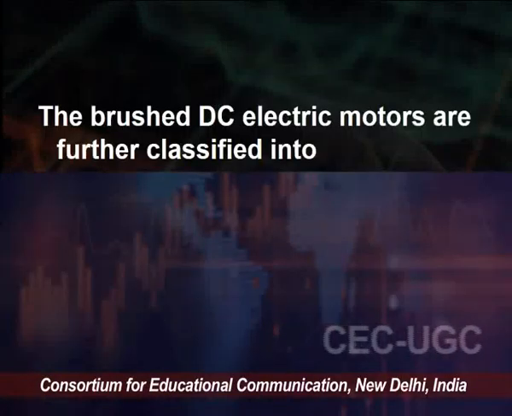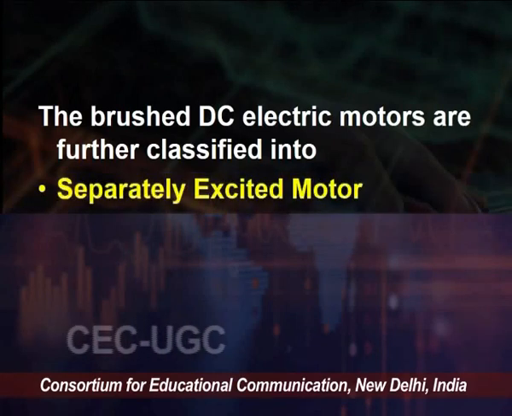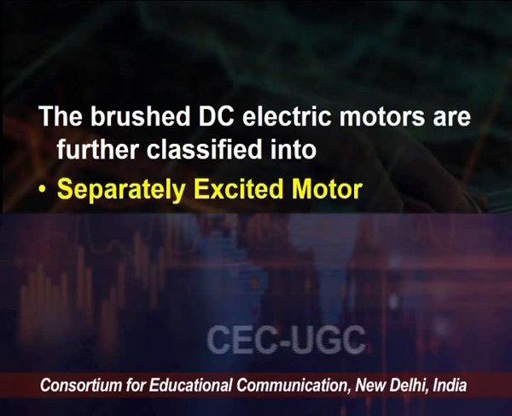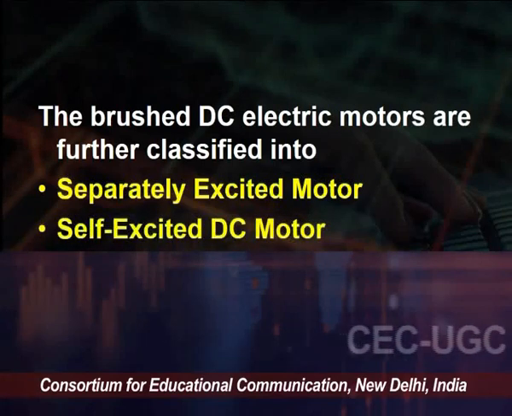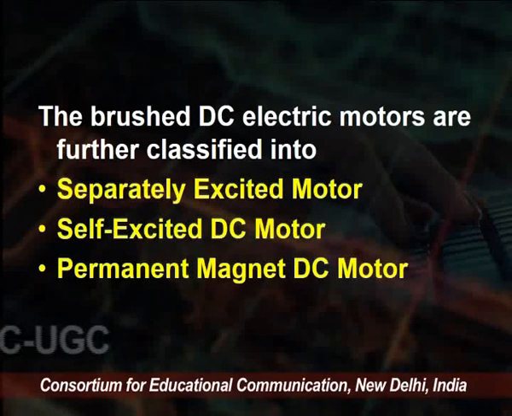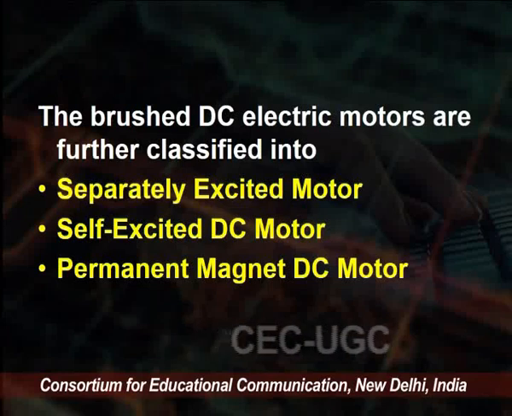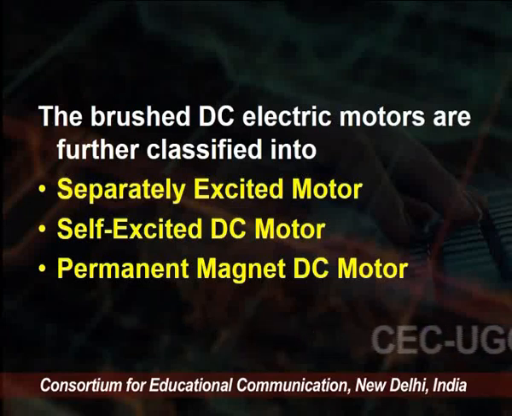The brushed DC electric motors are further classified into three types. Number one is the separately excited motor, next is the self-excited DC motor, and third is the permanent magnet DC motor. We will discuss them one by one in detail.